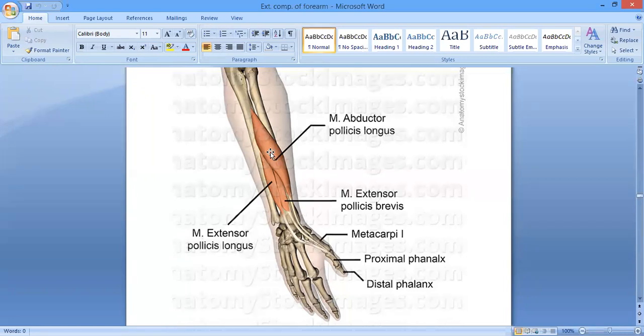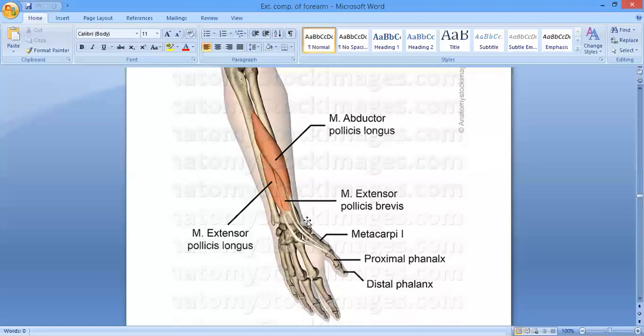Okay. The other muscle is the extensor pollicis brevis. This muscle is a smaller muscle that comes from the posterior surface of the shaft of the radius. Its tendon passes along with the tendon of the abductor pollicis longus, and it is inserted at the base of the proximal phalanx of the thumb, right? So it attaches at the first proximal phalanx of the thumb.